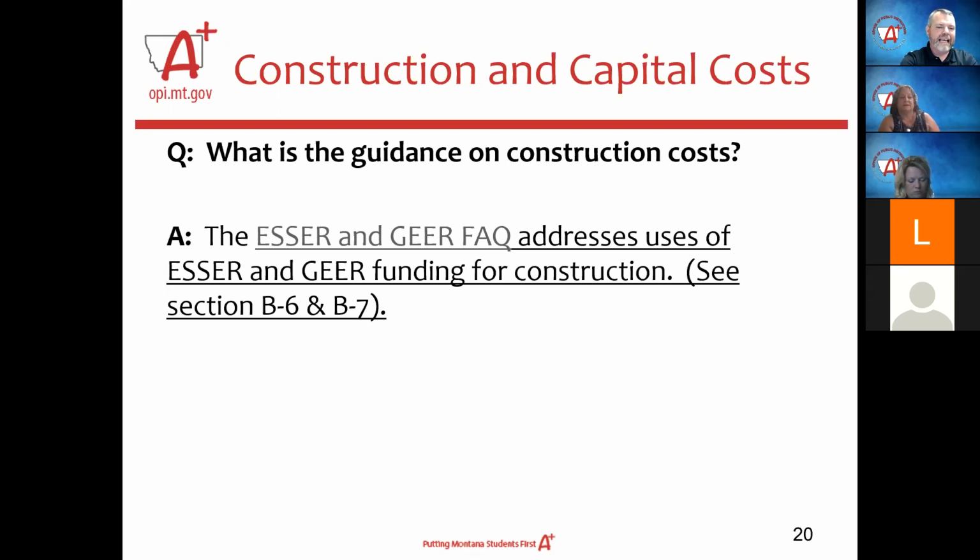The ESSER and GEER FAQ addresses uses of ESSER and GEER funds for construction, and you'll specifically want to look at sections B6 and B7. That ESSER and GEER FAQ is on the OPI ESSER website.